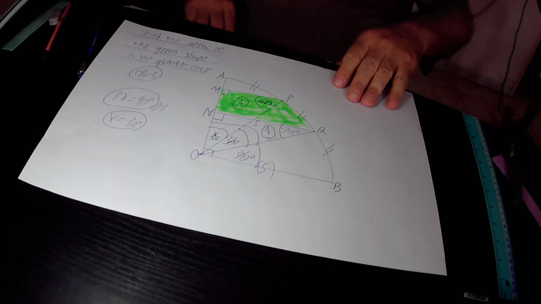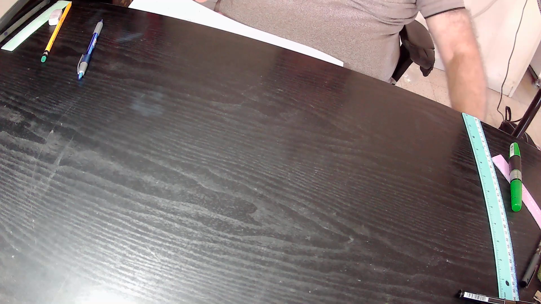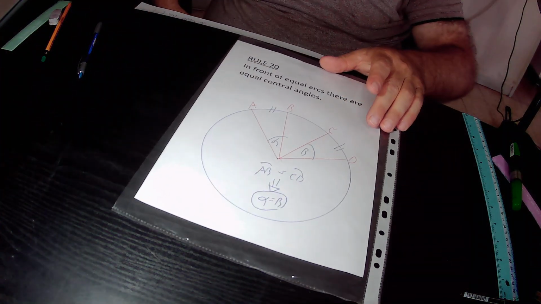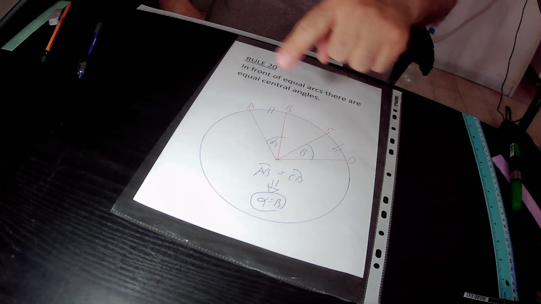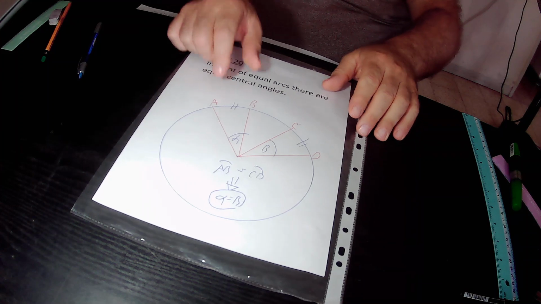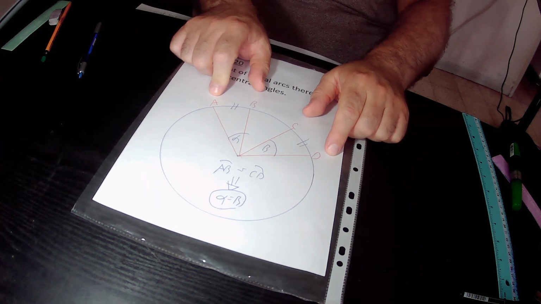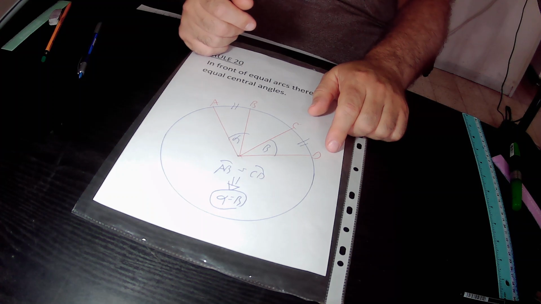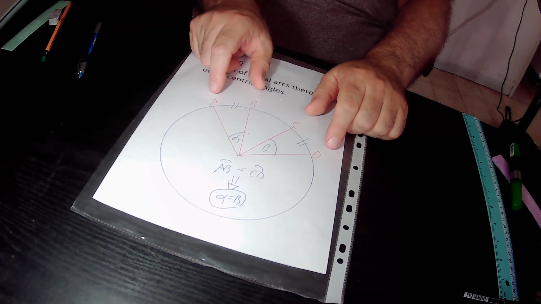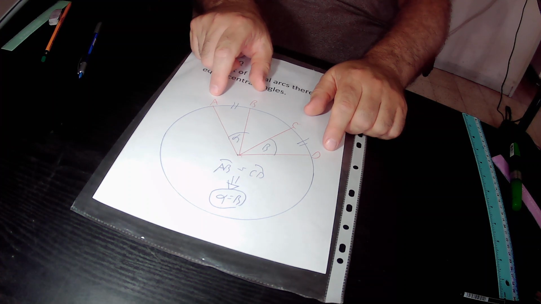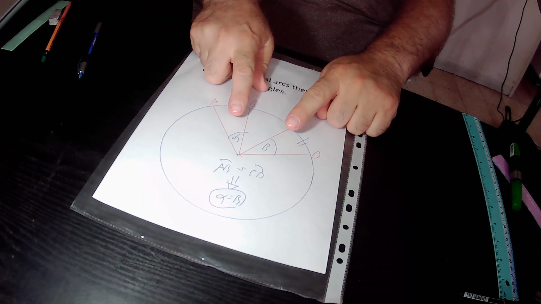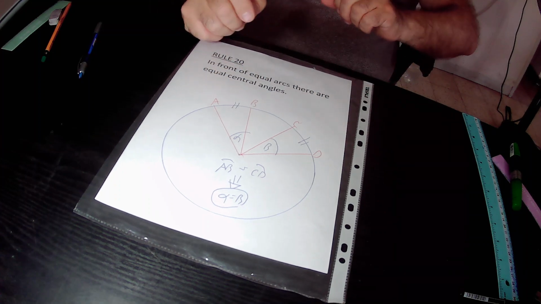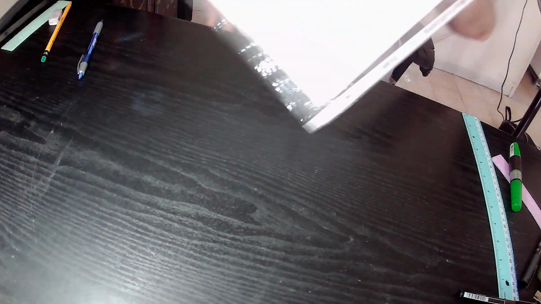So here we can implement rule 20, I'll repeat quickly rule 20. According to rule 20, in front of equal arcs, there are equal center angles. In the drawing we have a circle, and we know that arc AB equals arc CD, and therefore according to this rule, in front of those two equal arcs, that is to say AB and CD, we have equal center angles. That is to say, center angle alpha equals center angle beta. So we can actually implement rule 20 in our drawing.